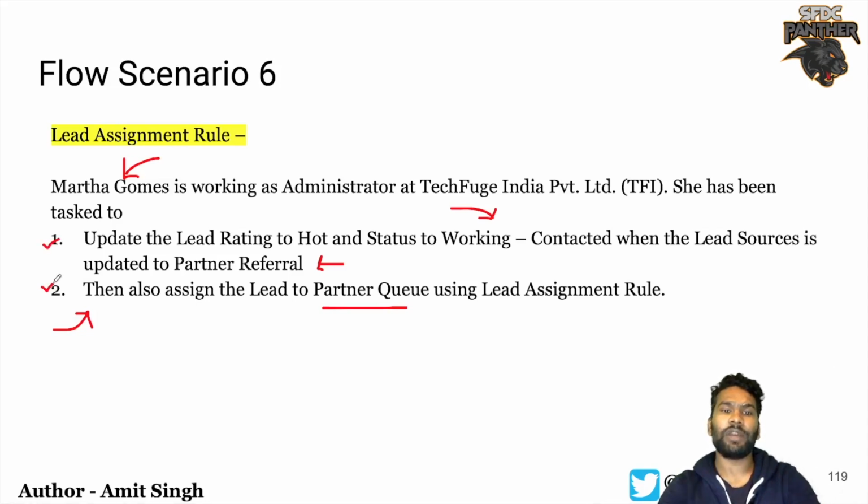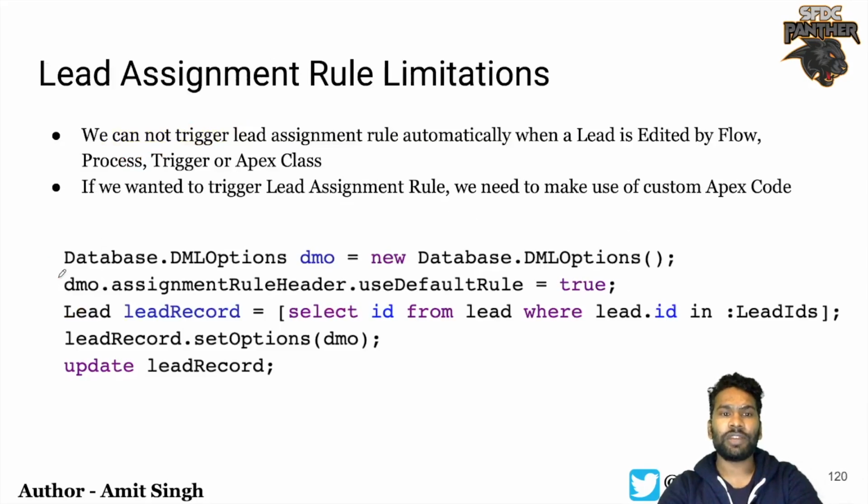The first part we are going to achieve with the help of a before save flow. The second part we are going to achieve with the help of an after save flow. So let's quickly see here. There are some limitations on the lead assignment rule. So what limitations are there?